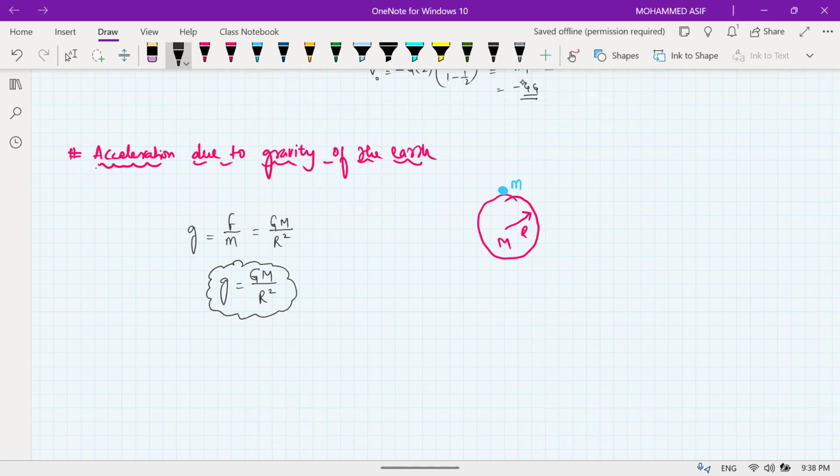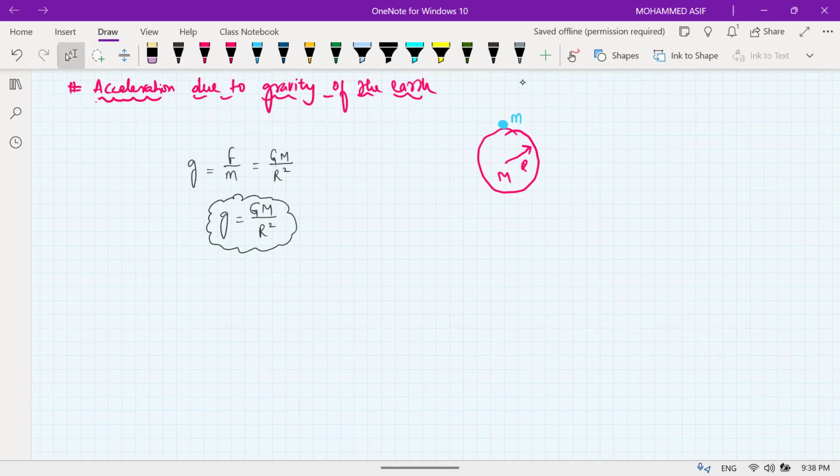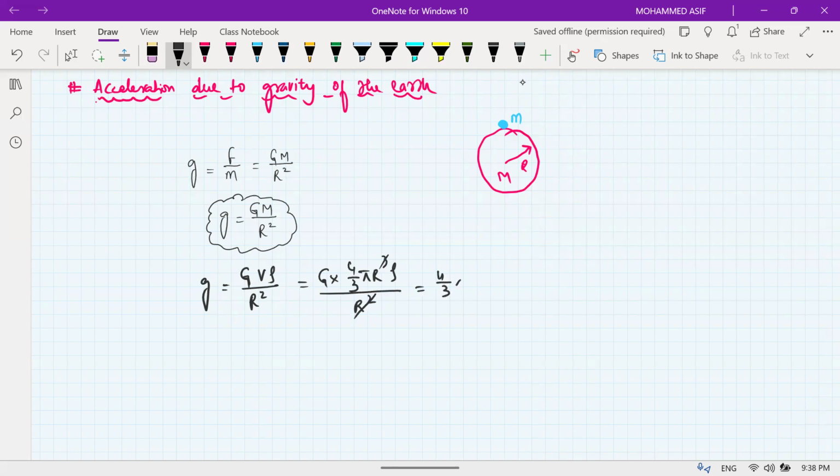Capital M is the mass of the earth, g is the acceleration due to gravity, capital R is the radius of the earth. In terms of density, small g is equal to capital G, mass is equal to volume into density, divided by R square. That is equal to G, volume is 4 by 3 pi R cube, into rho, divided by R square. This R square and this R cube will get cancelled. So this value will be equal to 4 by 3 pi G R rho.